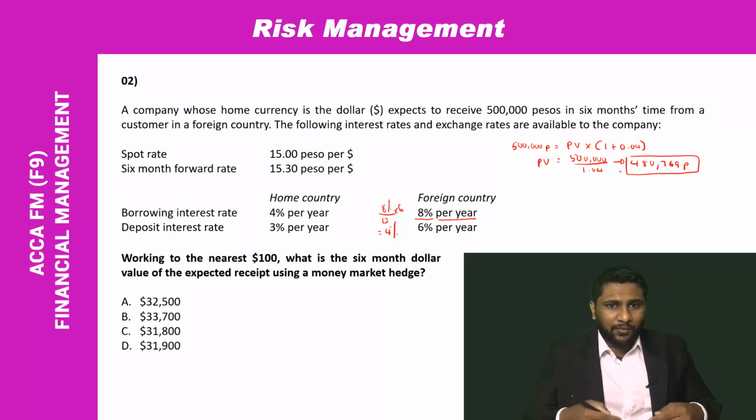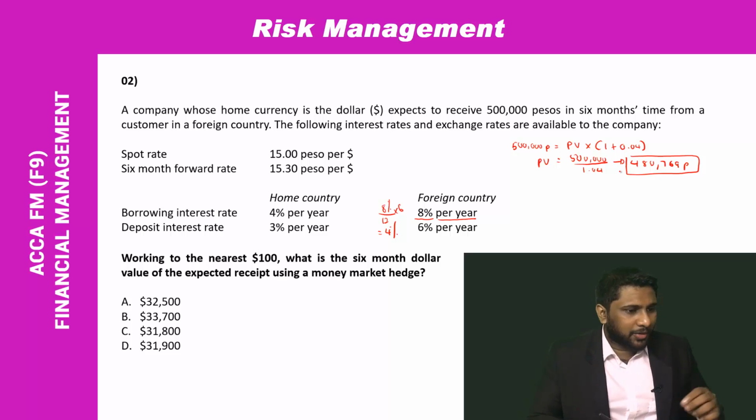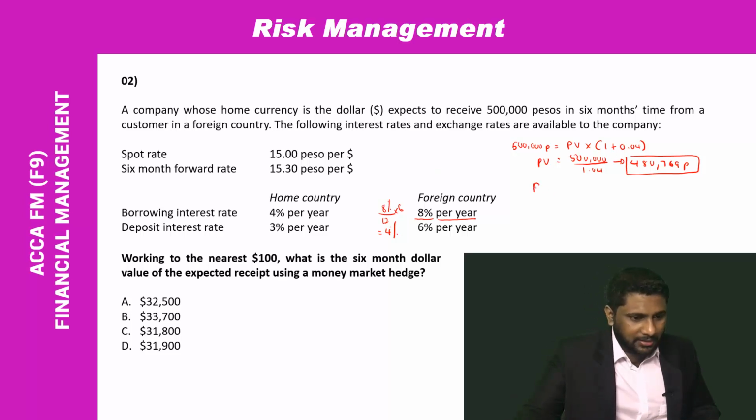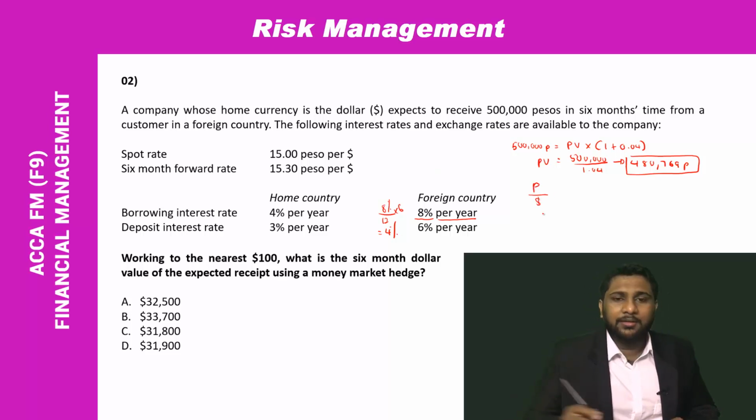So let's do the conversion using the spot rate. The spot rate they have given is 15 pesos per dollar. Again, some students don't know how to do the conversion. So always what you can do is, what they are telling is pesos per dollar. Write it like this, very simple.